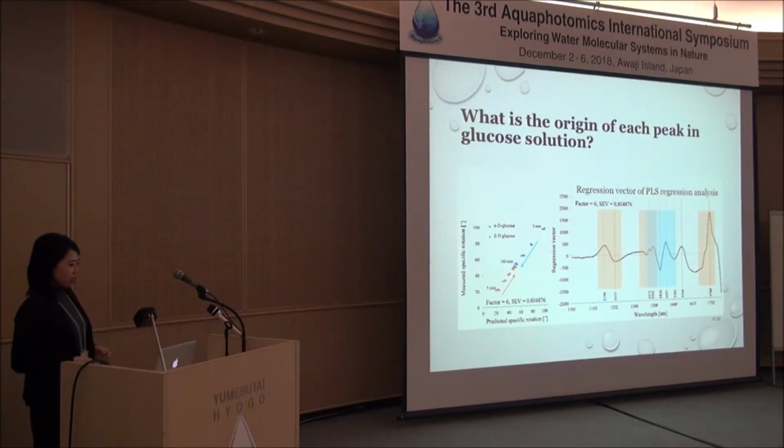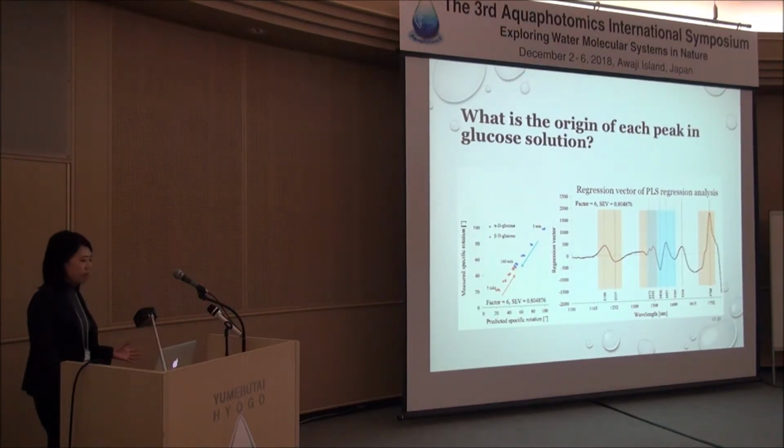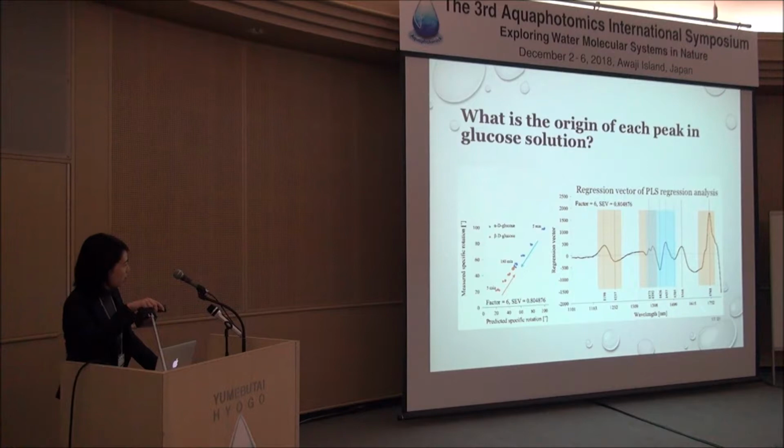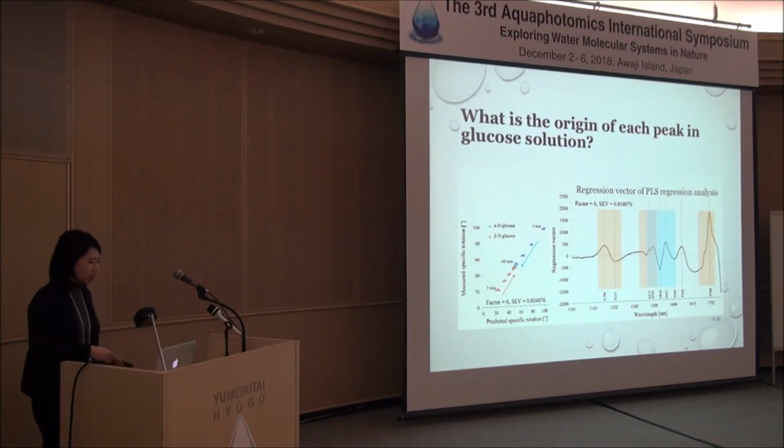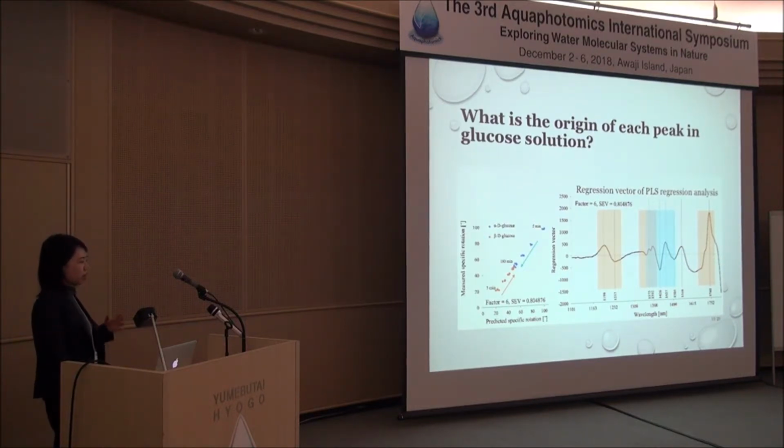But there are several peaks in the regression vector of glucose anomer ratio here. Based on conventional assignment, these peaks should originate from CH, or from the OH or CH. There are obvious differences in the structure on the C1 carbon. So the interpretation that these peaks originated from the C1 carbon may be reasonable.